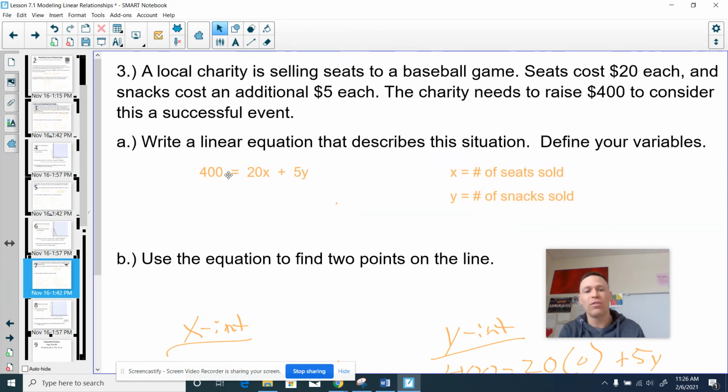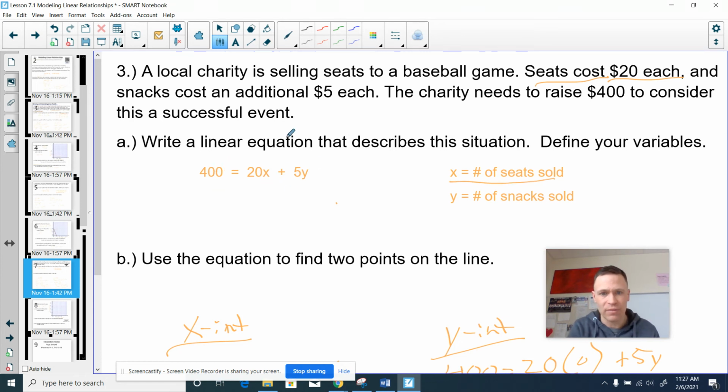I have 400 as my goal, and that's got to be equal to, and I suppose it could be more than that, right? But it's got to be equal to 20 times the amount of seats that I sell and 5 times the number of snacks that I sell. So then 20x, if I say it's 20 times x, in the problem it's $20 for a seat. Then x must be seats. And then for 5 times y, y is the number of snacks.